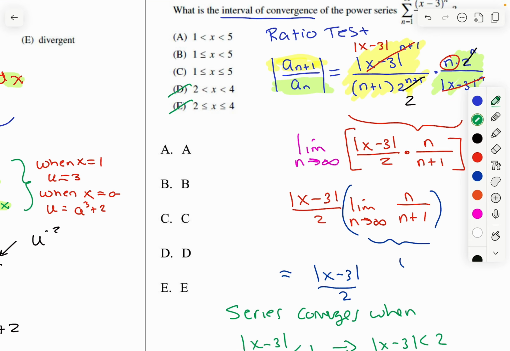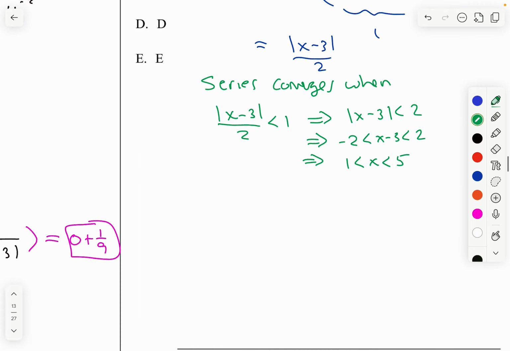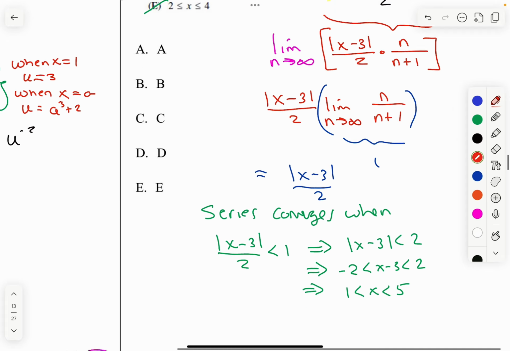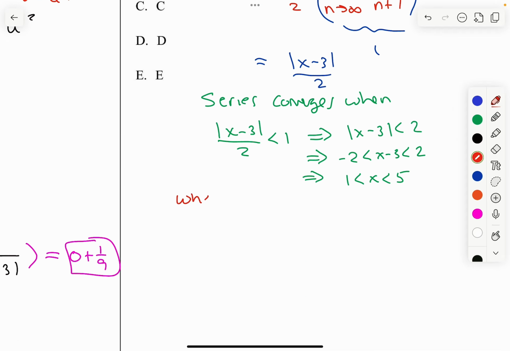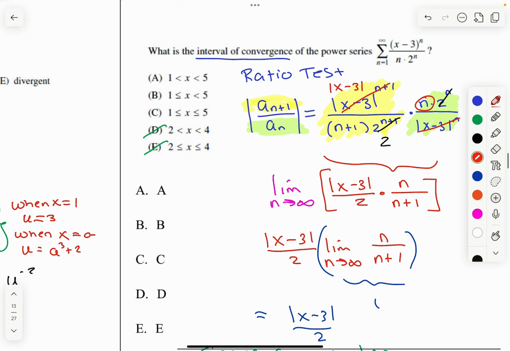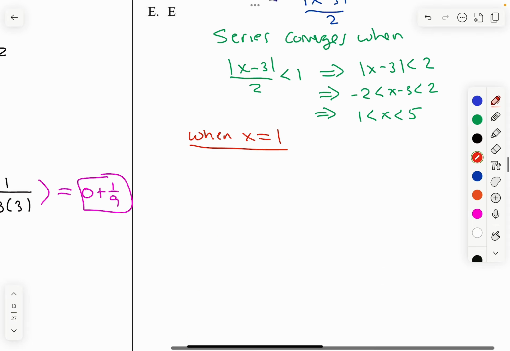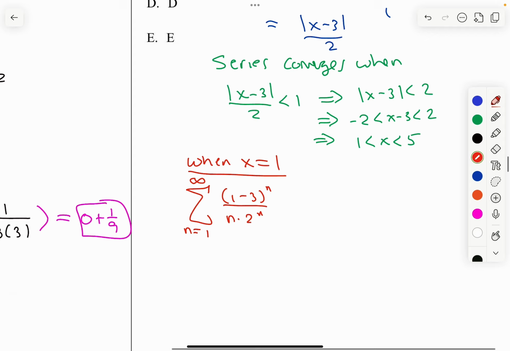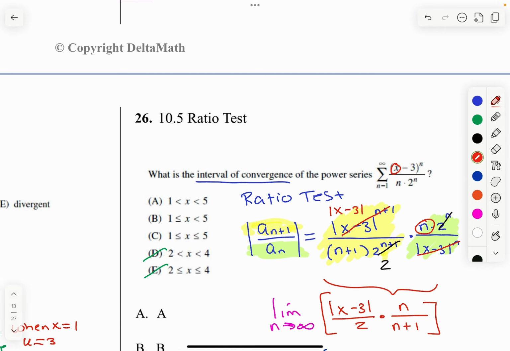And if you look at the answer choices, we still have to check the endpoints, right? You can tell because of the inequality. So when x is equal to 1, go back to your original series. You're going to get 1 minus 3 to the n, divided by n times 2 to the n. Again, I'm just plugging 1 into that spot.